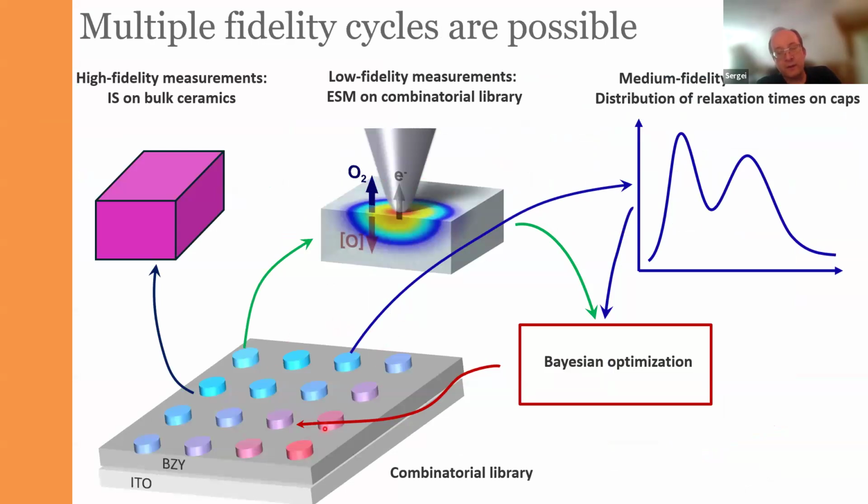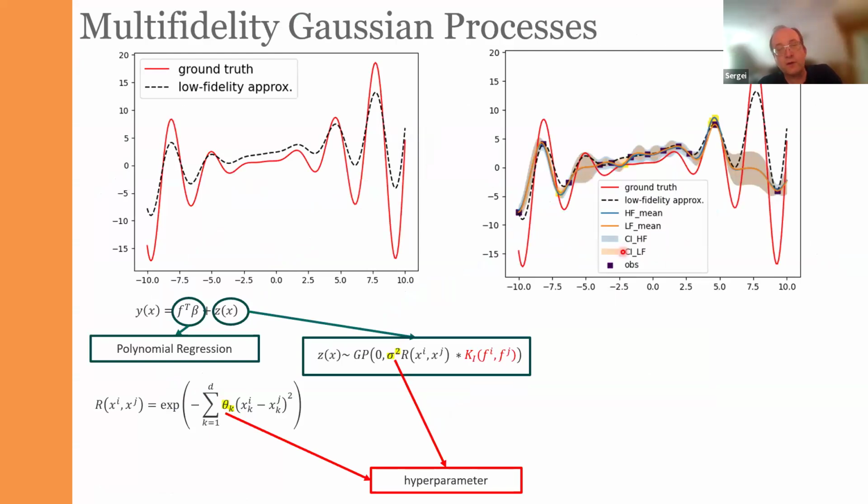For example, if we use combinatorial libraries to study the electrochemical properties of solid electrolytes when there is a distributional composition, we can think that scanning probe microscopy can be a very low fidelity measurement that's fast and relatively cheap. Measuring impedance spectroscopy can be a medium fidelity. Choosing the composition and measuring the property on the bulk composition is the high fidelity. So there can be multiple levels, and the framework that works for 2 will work for 3 as well. So how can we do that?